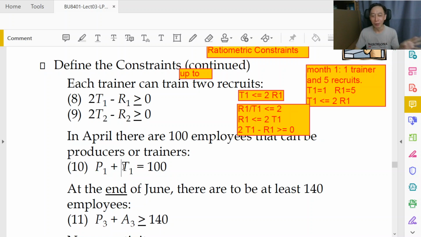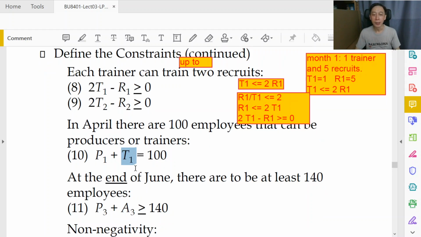We don't know how many are there in each. Can be 50-50, 60-40, 30-70. We don't know, so long as 100 is fully split into either production or trainer in the first month, which is correct, absolutely correct. At the end of the third month, there has to be at least 140 employees.